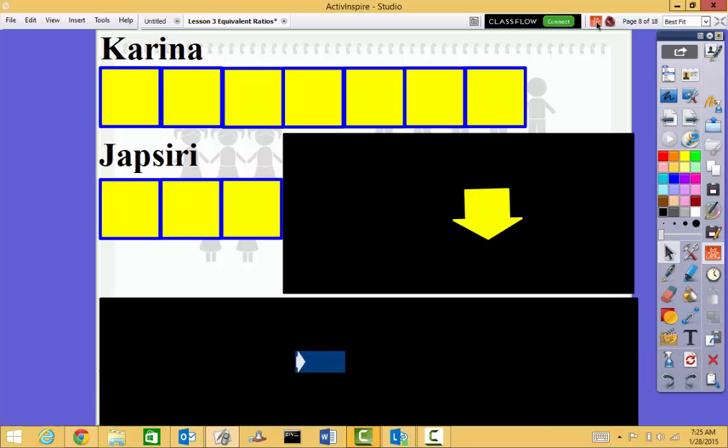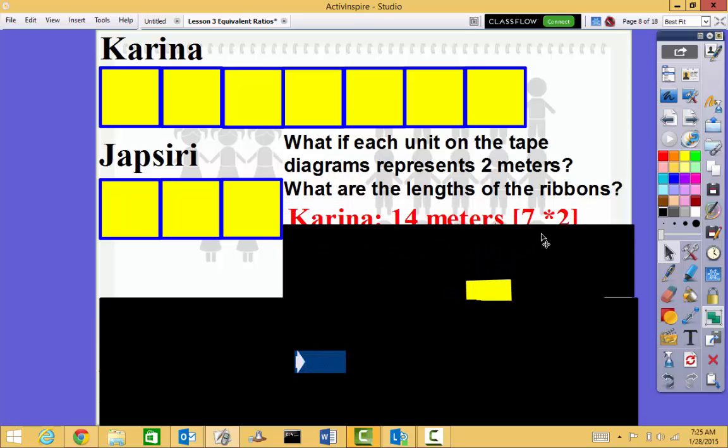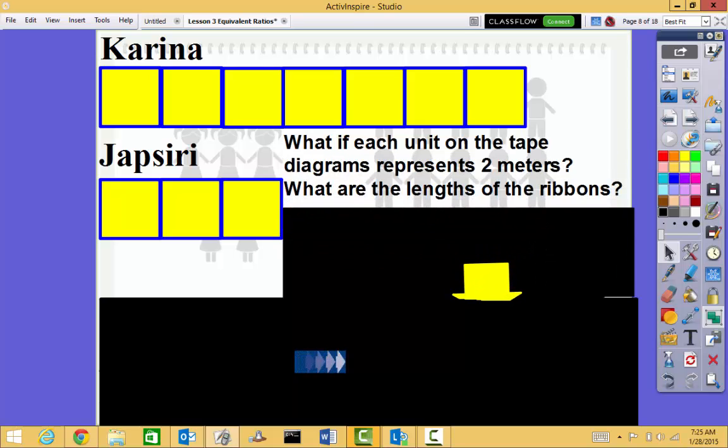Let's try our next one. What if each unit on the tape diagram represents 2 meters? So instead of being 1 inch like our last example, this was 2 meters. What are the lengths of the ribbons?